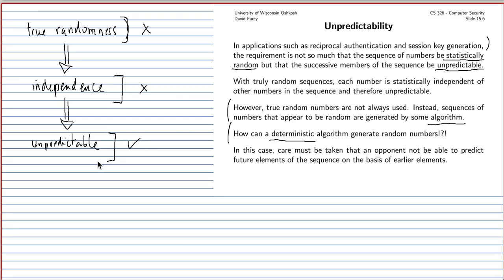So the topic of the next video is going to be how to use deterministic algorithms to obtain random enough, quote unquote, sequences of bits.